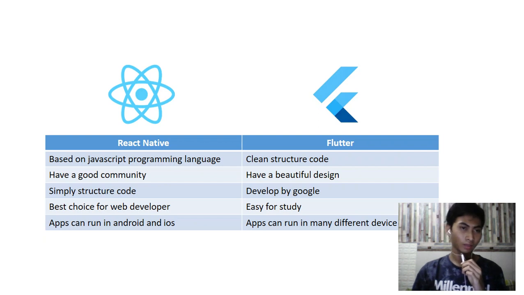So in this part, I will tell you about the pluses of React Native and Flutter. React Native is based on the JavaScript programming language. Yes, this is why React Native is very popular. It has simple code and is always updated, and that is why developers have so much fun using React Native.